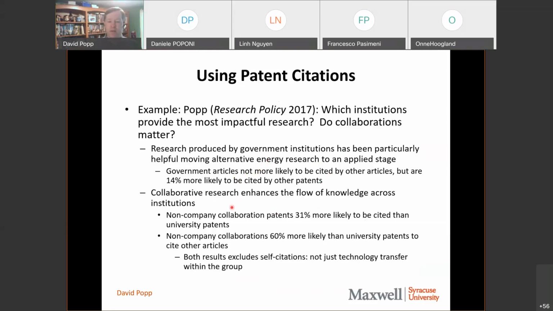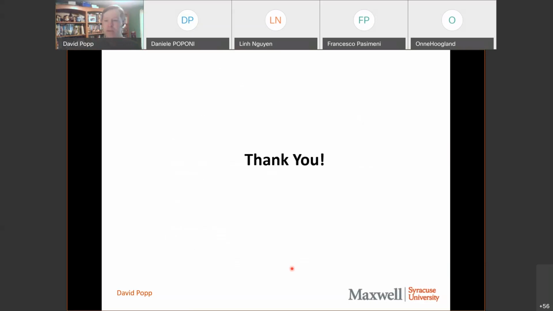We also find that collaborative research enhances knowledge flows across institutions. Patents with collaborations are 31% more likely to be cited than university patents, which are always our baseline in this. And the collaborations are also more likely to cite other types of science, other types of articles. I want to add here that both of these results exclude self-citation. So it's not that the two collaborators are citing each other, and I suggest that these collaborations are helping expose each side, such as a university and a laboratory working together, to different types of knowledge. Okay. Thank you.